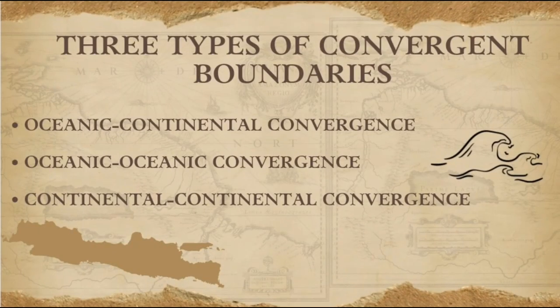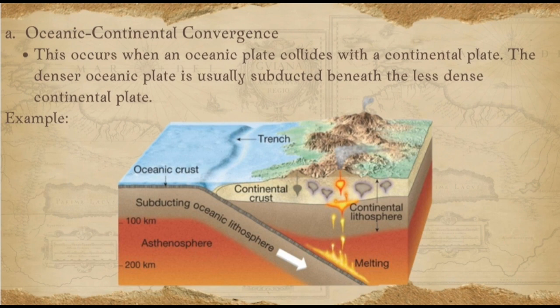Now, there are three types of convergent boundaries. It's the oceanic-continental convergence, oceanic-oceanic convergence, and continental-continental convergence. Now, let's proceed first to the oceanic-continental convergence. Oceanic-continental convergence occurs when an oceanic plate collides with a continental plate. Also, the denser plate is usually subducted beneath the less dense plate. You can refer to the diagram below. Also, this process often leads to the formation of deep sea trenches, volcanic arcs, and earthquakes.